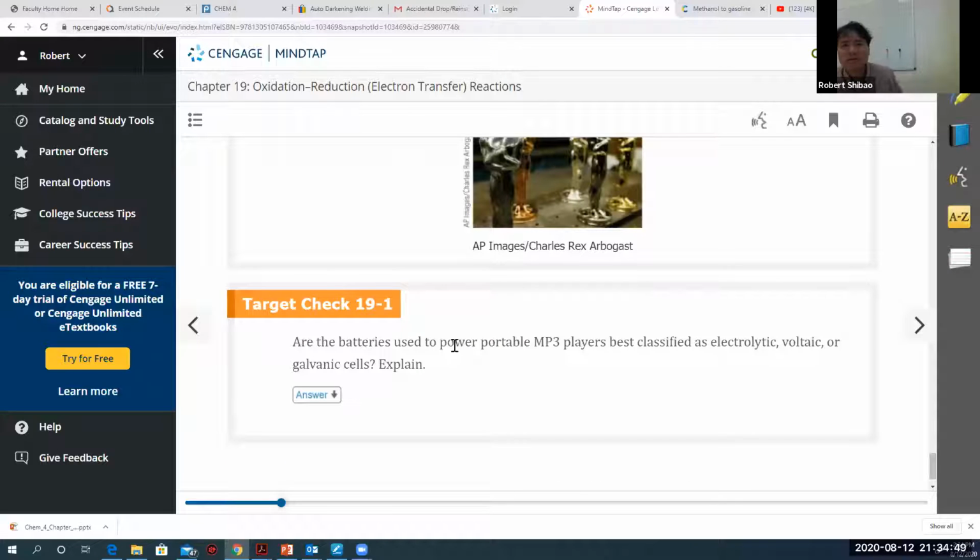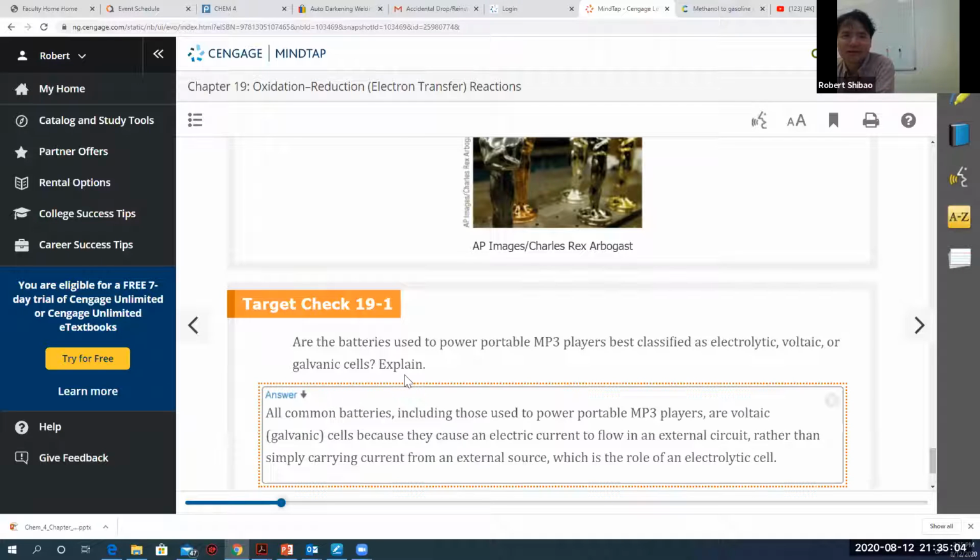Are the batteries used to power portable MP3 players best classified as electrolytic, voltaic, or galvanic cells? Voltaic, galvanic, you know, these require a battery. Electrolytic, you're trying to cause a chemical reaction to occur. And so voltaic or galvanic is it.